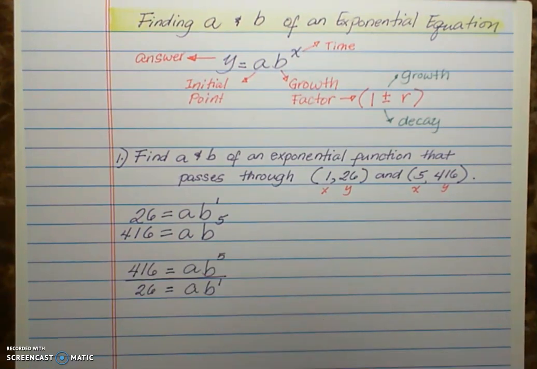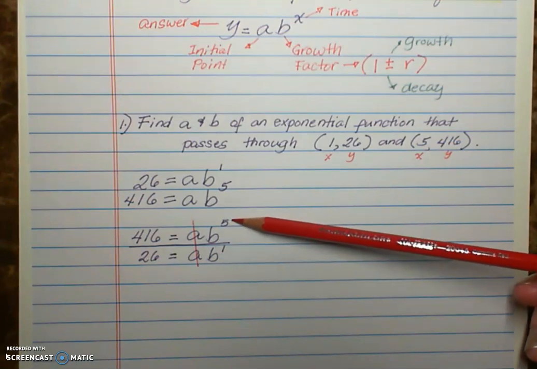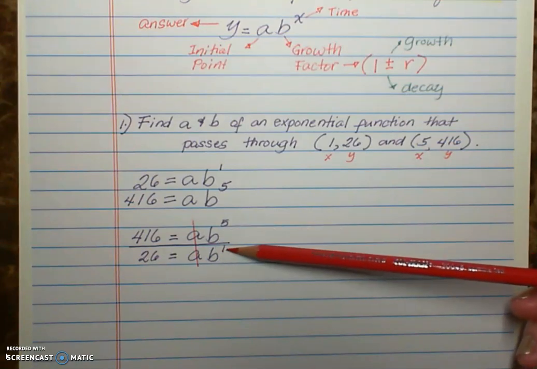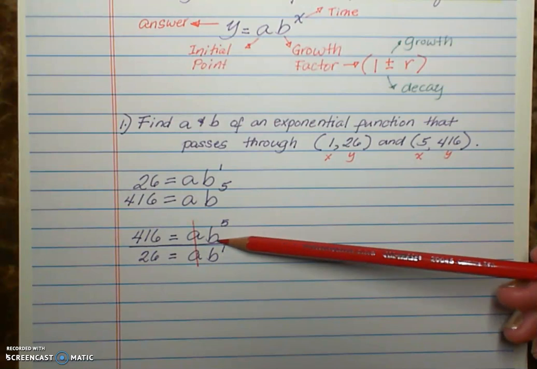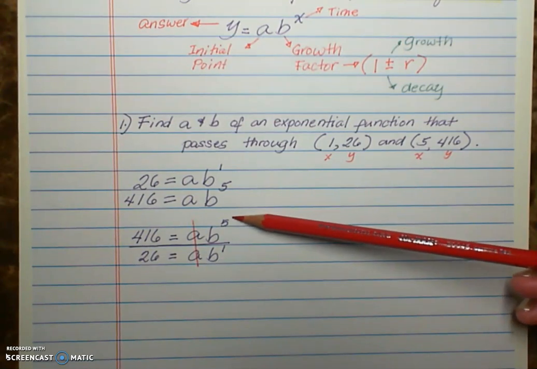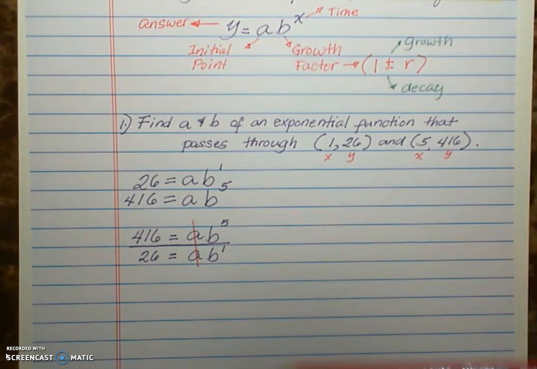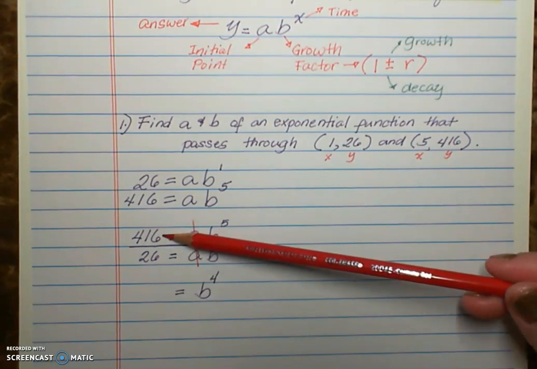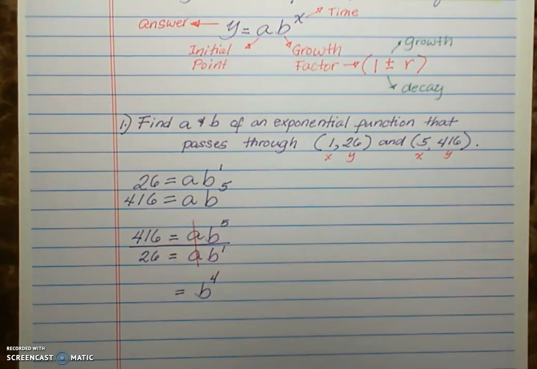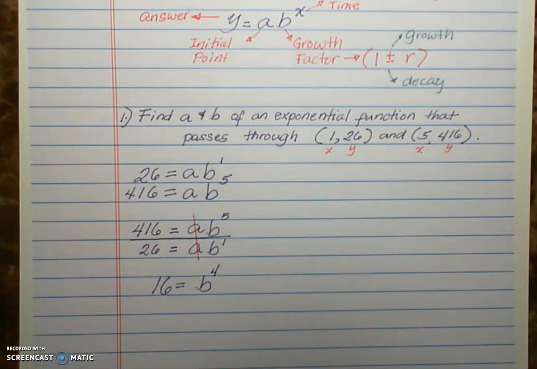All right, so let's begin the dividing process. Cancel out a. B to the fifth power divided by b to the first power. You know the rule: copy down the base, which is b, and subtract the exponents. So that's going to be b to the power of 4. Then 416 divided by 26. If you put that in the calculator, that's going to be 16. All right, so we're almost done.